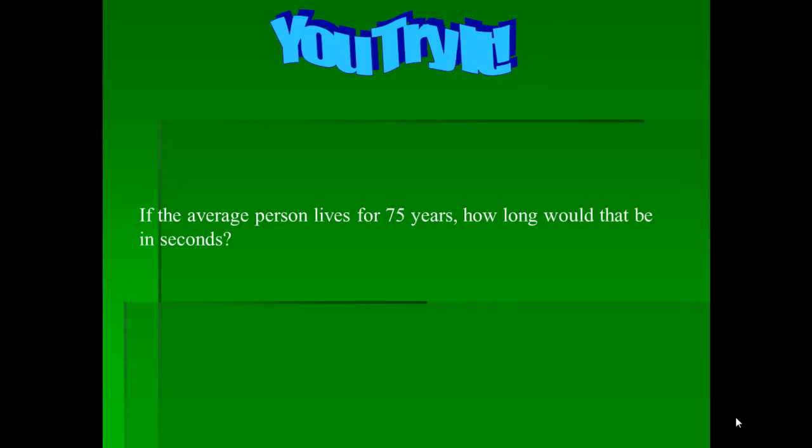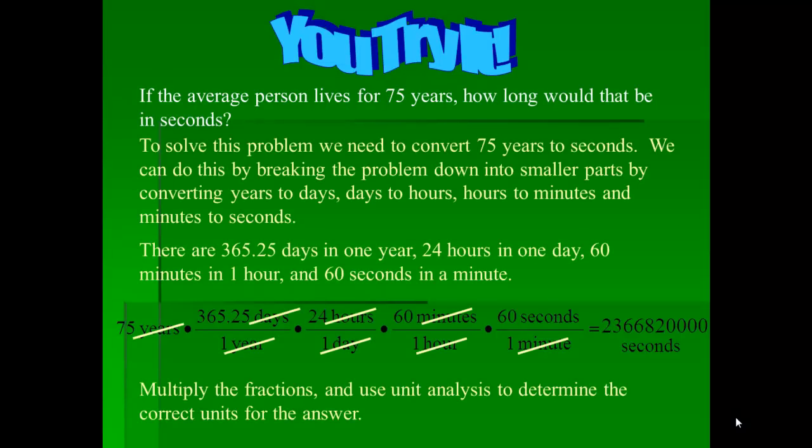You try it. The average person lives for 75 years. How long would that be in seconds? To solve this problem, we need to convert 75 years to seconds.